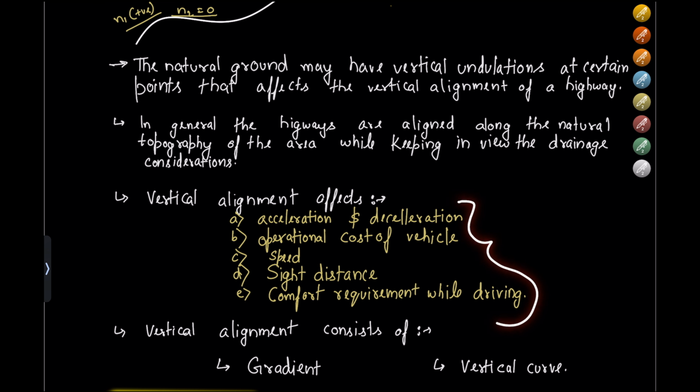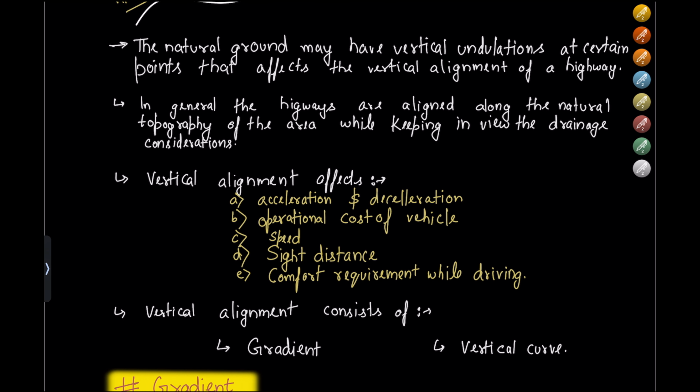Vertical alignment affects the following points. Acceleration and deceleration of a vehicle is affected by the vertical curve, right? Operational cost of a vehicle is reduced or increased as the vertical curve is provided. The reason being, the vehicle moving downhill will have low cost of operation, and the vehicle moving uphill will have high cost of operation. Next is speed. The speed of the vehicle reduces while going uphill. The sight distance requirement also increases as the vehicle moves on the vertical curve.